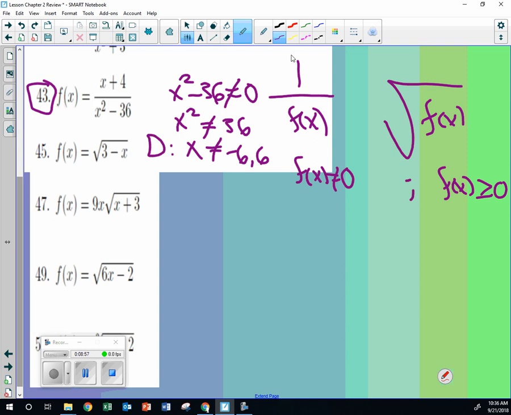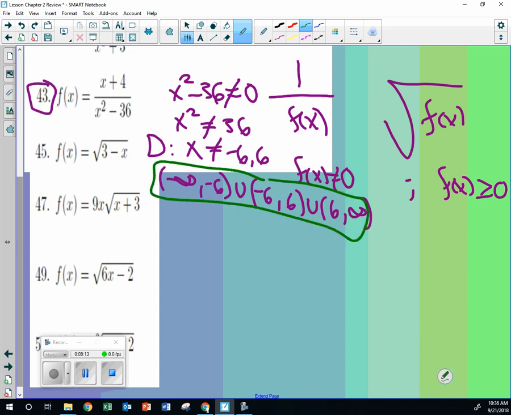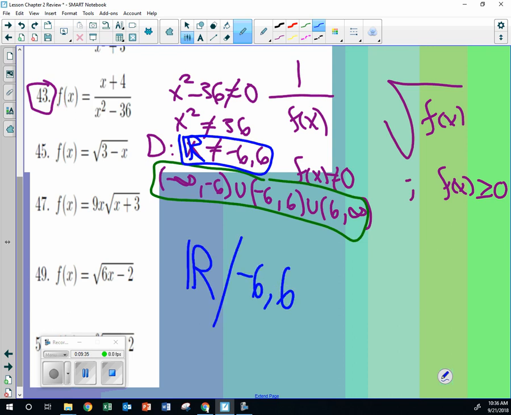If you want to, you could write it this way. Negative infinity to negative 6, union negative 6 to 6, union 6 to infinity. Which way do you like better? Do you like this way, or do you like the blue way? I thought you would. But in the first one, could I write all real numbers except for negative 6? You sure can. I love it. That's great too. All real numbers, and you just go like this, not equal to negative 6 and 6.